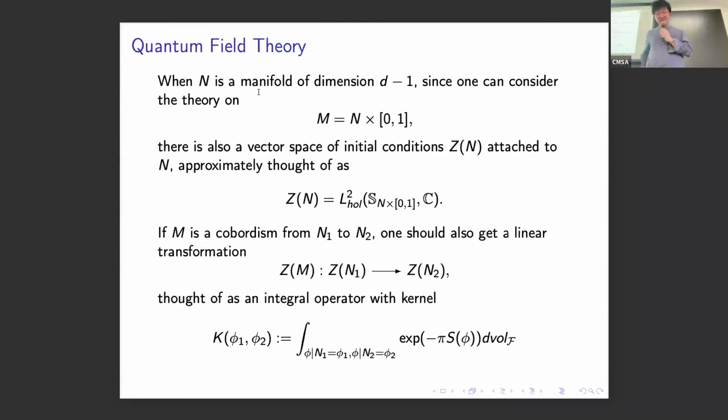And there's this idea that if you have a cobordism that connects one (d minus 1)-manifold to another, you could get an operator, a linear transformation from initial conditions to final conditions. One way of thinking about it is to use that as a kernel at the end, and then integrate, giving a linear transformation from functions on one to functions on the other.